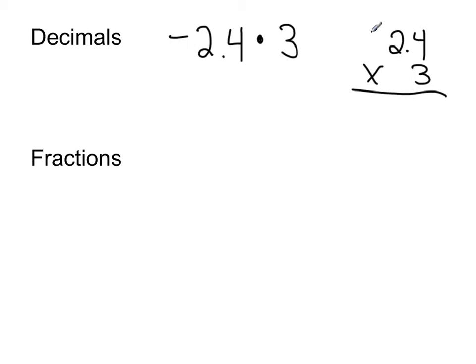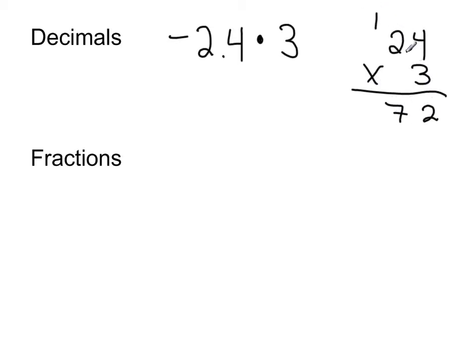Notice I didn't include my sign. I kind of just dropped it off. I'm going to ignore it for now. I'll save the signs for the end. It won't be too bad. So we'll do 3 times 4 is 12, carry the 1. 3 times 2 is 6, plus the 1 is 7.